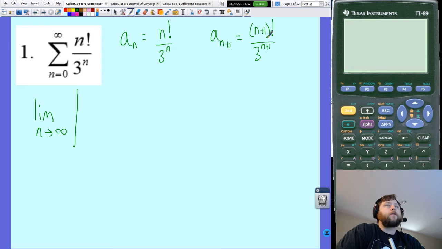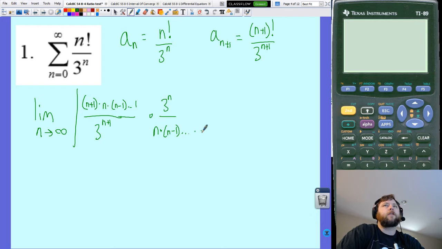One thing when we're writing these factorials out, I'm going to rewrite those. We have to do n plus 1 here. So n plus 1 factorial is n plus 1 times n times n minus 1 all the way down to 1. And then 3 to the n plus 1. Then we're going to go times the reciprocal of this one instead. So I'm going to put 3 to the n on top over n factorial, which is n times n minus 1 dot dot dot down to 1.